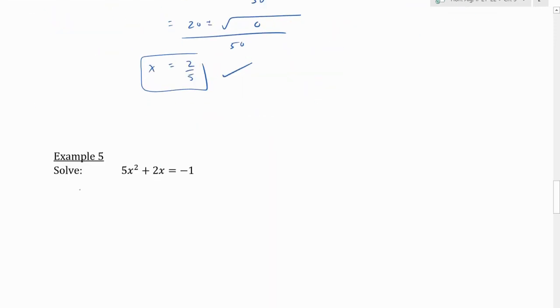Okay, let's see what we got here. x is equal to negative b plus or minus the square root of b squared minus 4ac, all over 2a.